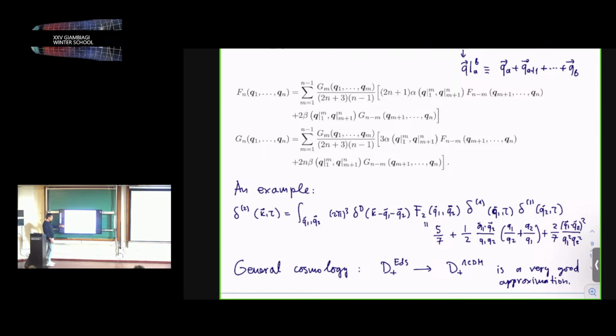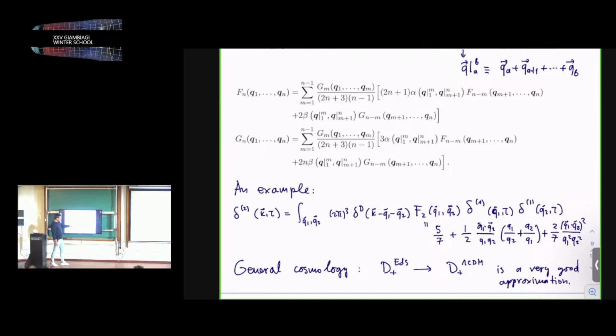So the second order solution, which is a function of k and tau, is going to be a convolution of two linear solutions, delta 1 of q1 and delta 1 of q2, convolved through this second order perturbation theory kernel, F2 of q1, q2. And then there is, of course, a delta function which tells you that the sum of these two momenta, of these two linear fluctuations, must be equal to the final momentum of the second order fluctuation. Okay? So is this clear?